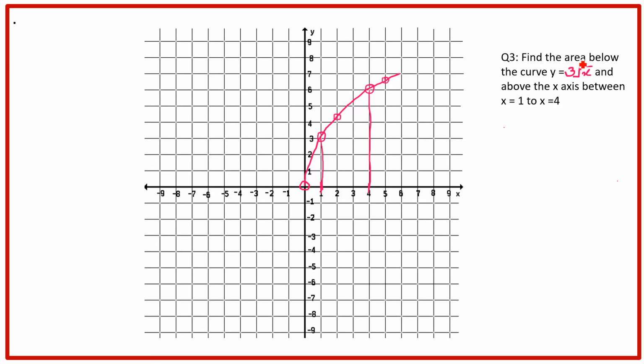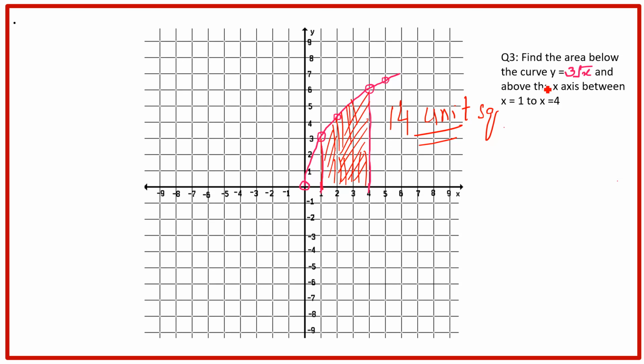Now see, find the area below the curve. So this area is below the curve. This is our curve, and above the x-axis, this is above the x-axis. But we have to use these limits, between x is equal to 1 and x is equal to 4. So this one is 1, and this one is 4. You have to find this area, which we proved is equal to 14 unit square. Mathematically, we have proved it. So actually this area below the curve and above the x-axis is what you have to find.